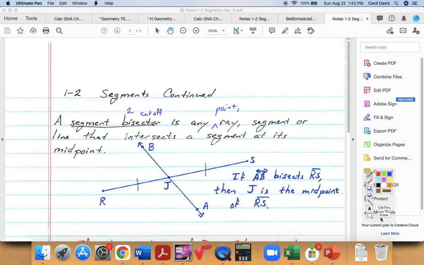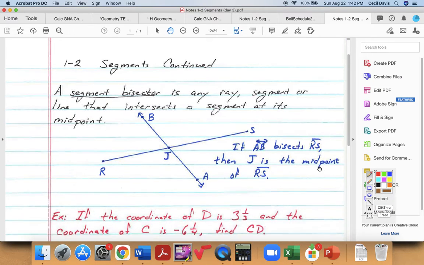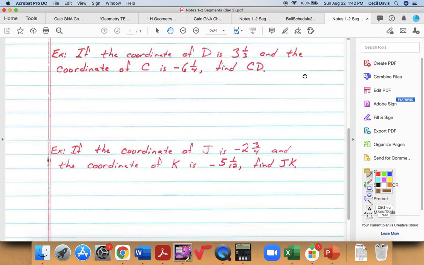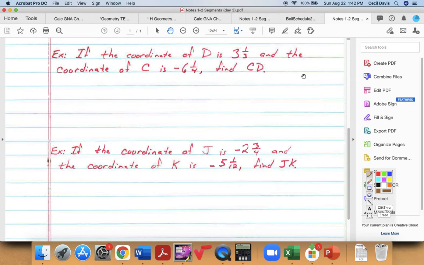All right, so let's talk a little bit about how fractions work if we're talking about a particular problem. So here, if the coordinate of D is 3 1/3, and the coordinate of C is -6 1/4, find the length of CD. Notice there's no midpoint on this, so we're not going to do the midpoint formula. And when we're finding the length of a segment from the coordinates, we're just finding out how far apart they are. So we need to take the difference.